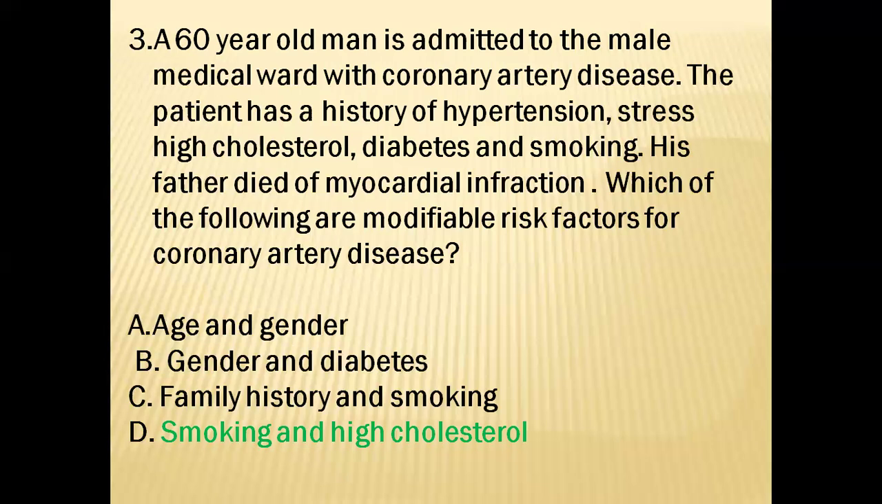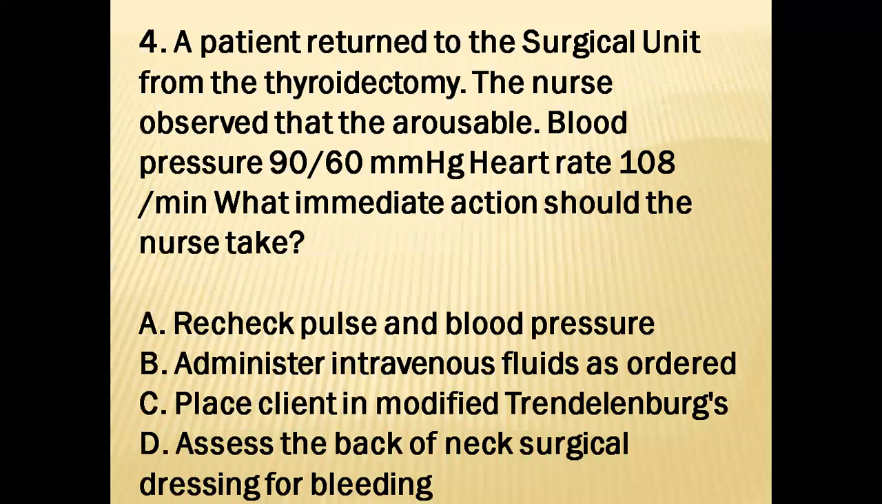Okay, let's see the next question. A patient returned to the surgical unit from the thyroidectomy. The nurse observed that the arousable blood pressure is 90/60 mm of Hg, heart rate is 108 per minute. What immediate action should the nurse take? Okay, here the question, they have mentioned the BP and heart rate, asking the nursing action. So here option A, recheck the pulse and blood pressure, administer intravenous fluid as ordered, place the client in modified Trendelenburg position, assess the back of the neck, surgical dressing for bleeding. So which one you will do?